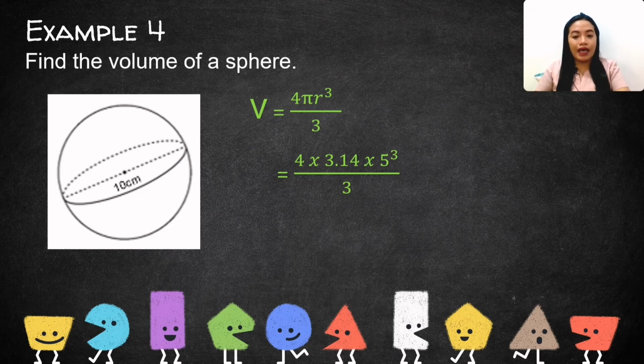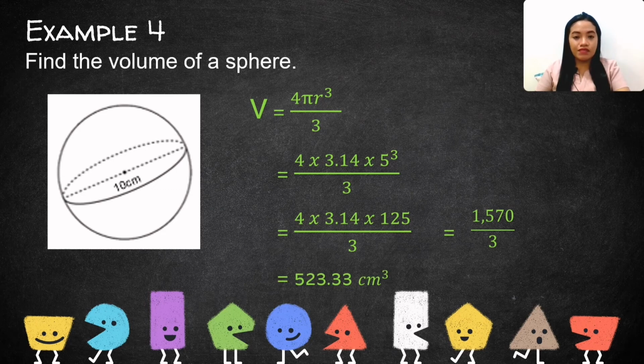Now let us multiply 4 times 3.14 times 125 divided by 3. And that is 1,570 divided by 3 is equal to 523.33. So, naka-round off na po yan. I use 2 decimal places. And our unit here is cubic centimeters. And the final answer is 523.33 cubic centimeters.